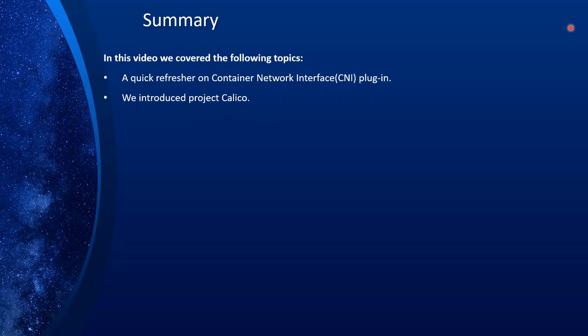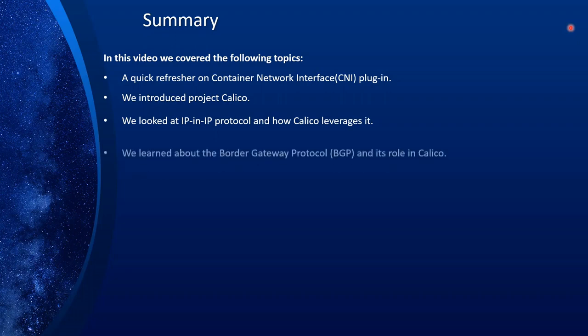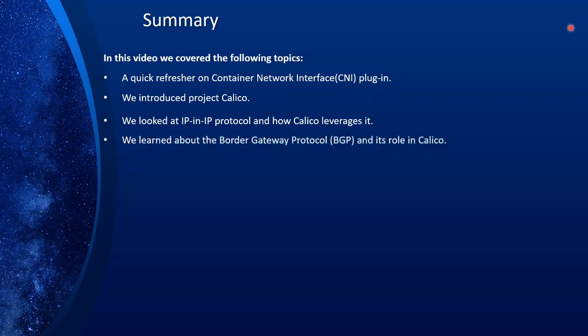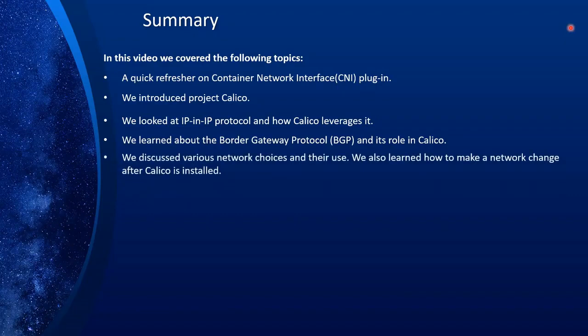We also introduced Project Calico, which is a CNI. It's one of the choices that you can make as far as selecting a CNI provider for your project. We looked at the IP-in-IP protocol, what it is, and how Calico uses it. We learned about Border Gateway Protocol, which is an important topic when you use Calico, and how it's being leveraged in Calico. We also discussed various network choices and when to use which. We also learned how to make a network change after Calico is installed.